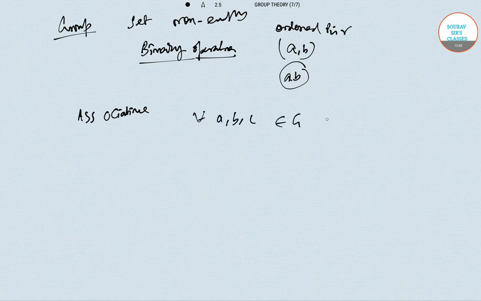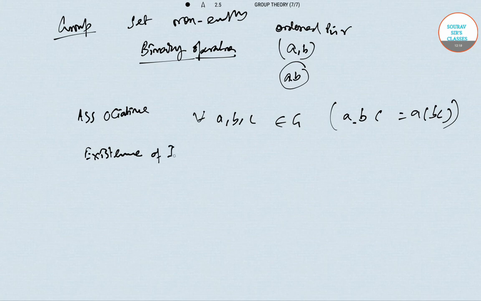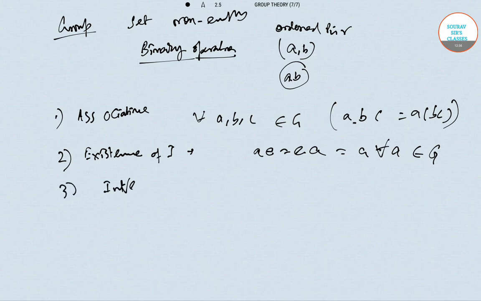If we say that, for example, a, b and c is a of b, c. Second is the existence property, existence of identity. So there is an element that's called the identity element, for which ae equal to ea, for all values of a belonging to the group. And the third one: associative, identity, inverse. So associative, identity and inverse. Don't need to remember anything else.